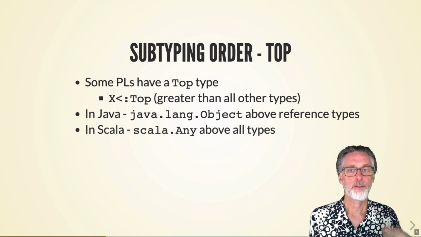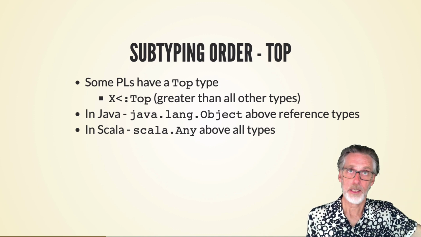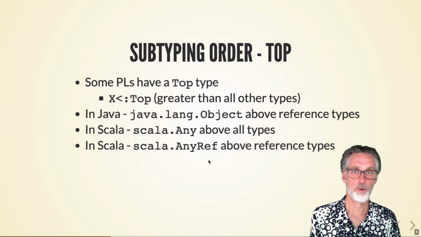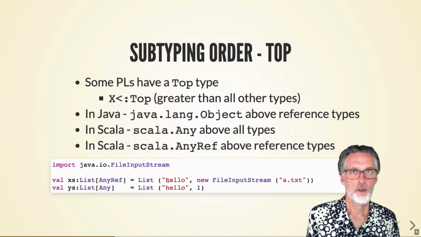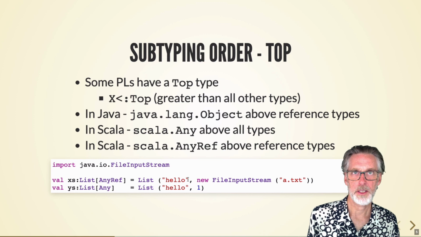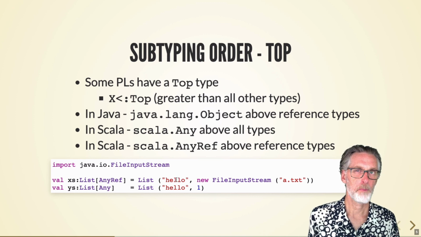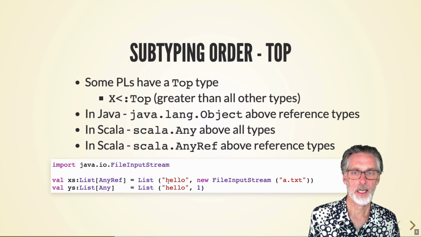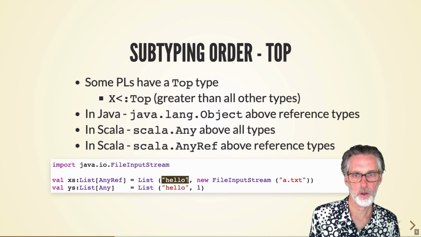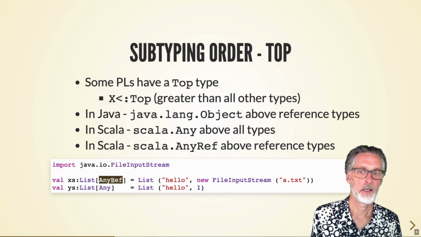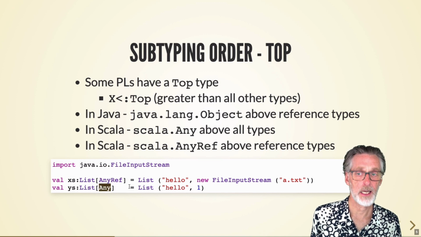In Scala, we have Any, which is above all types, and AnyRef, which is just above the reference types. So AnyRef corresponds to Object. You can see these types show up when you mix elements of a linked list. Scala's type inference system is always trying to infer the best type it can find. And so if you have a list with hello and some other object, well, the best it can do is to come up with AnyRef. If you have a list with hello and some base type, well, then the best it can do is just Any.